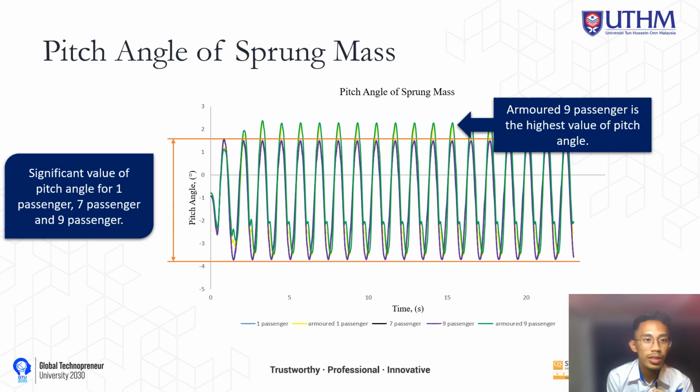Pitch angle is where the vehicle experiences dive and squat. From the graph, the armored 9 passenger vehicle produces the highest value of pitch angle, while the non-armored vehicle with 1 passenger, 7 passengers and 9 passengers produces an insignificant value of pitch angle.